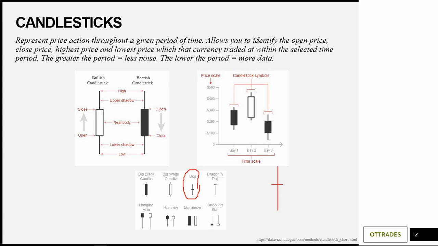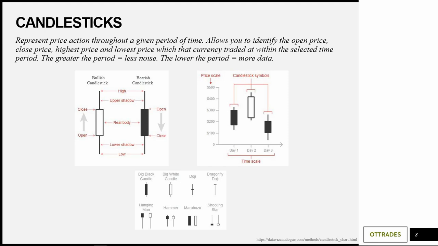Notice there's no actual candle body. Price has opened at this level. Price has moved higher within an hour, so it's an hourly candle. Price has moved higher. Price has moved lower. Price has moved back up to where it originally opened within the first minute of the hour, and it's closed at exactly the same price as it opened. So within the hour, price has moved up, price has moved down, but ultimately it's closed exactly the same price it opened.